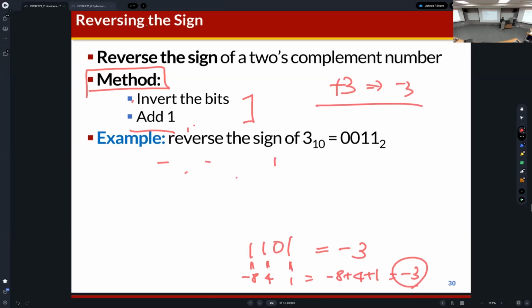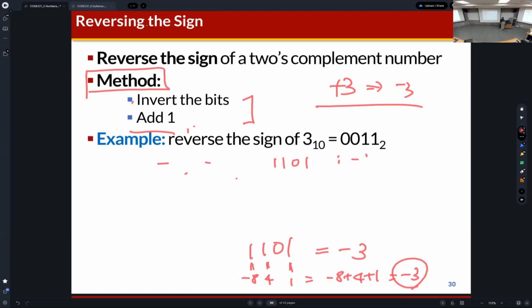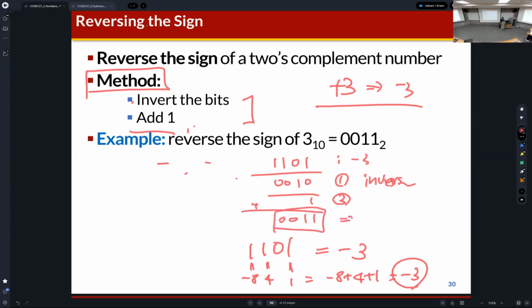So 1101 is the -3. The first step is the inversion, so this becomes 0010, right? And then the second step is the +1, giving 0011. So this is the +3.